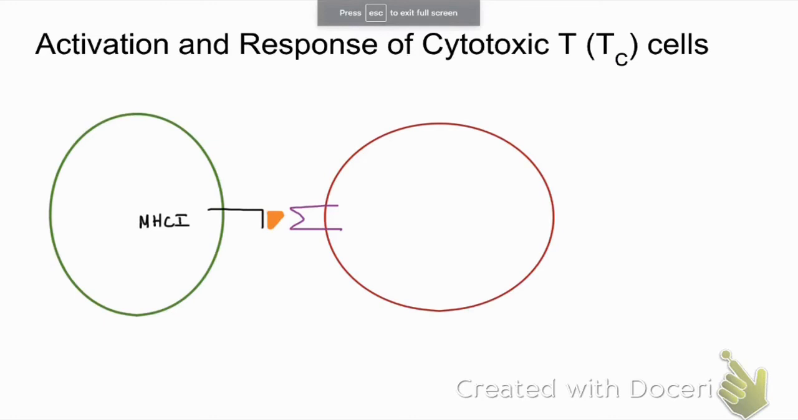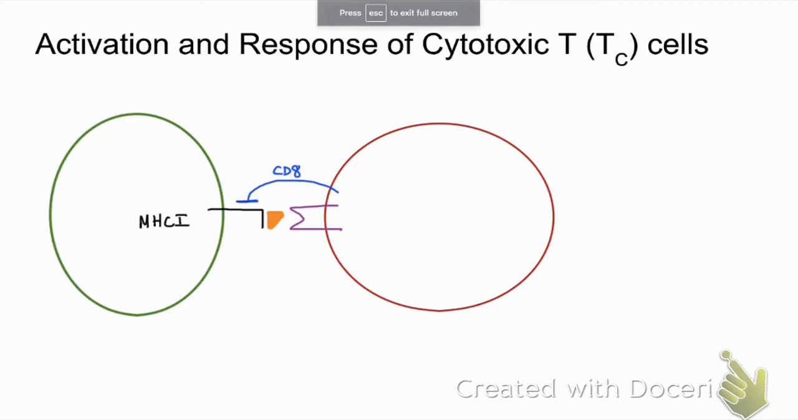First signal is the binding of the TCR to the epitope. The second is an interaction between CD8, the CD8 co-receptor, and MHC1. And then the third signal here, again, would be secretion of cytokines. And these cytokines may be coming from T helper cells that have actually already been activated. And so those 3 things will lead to the activation of cytotoxic T cells.